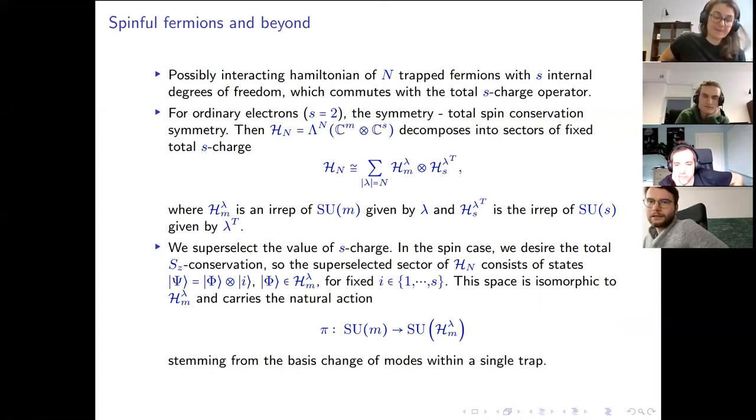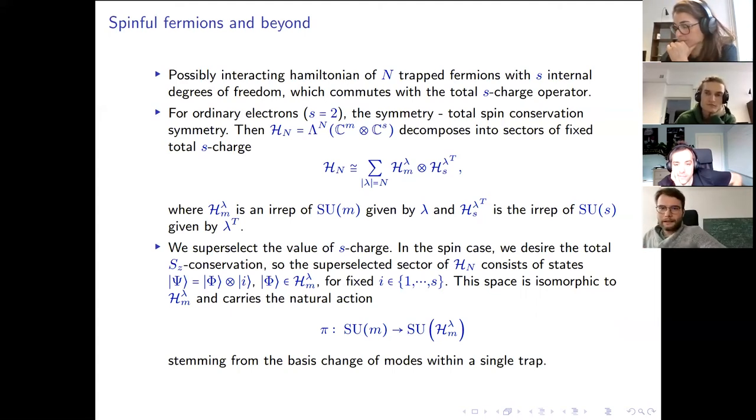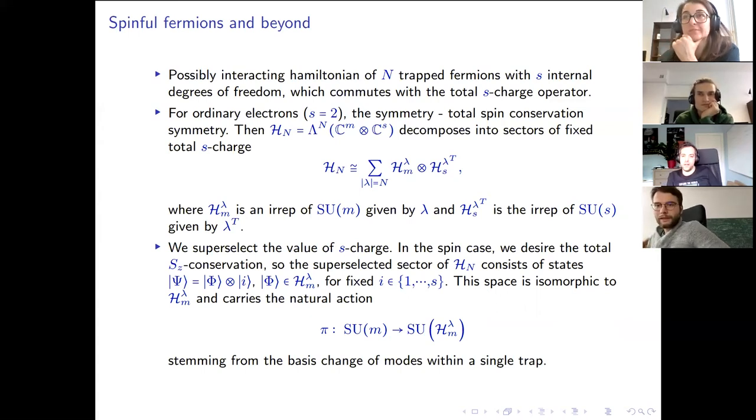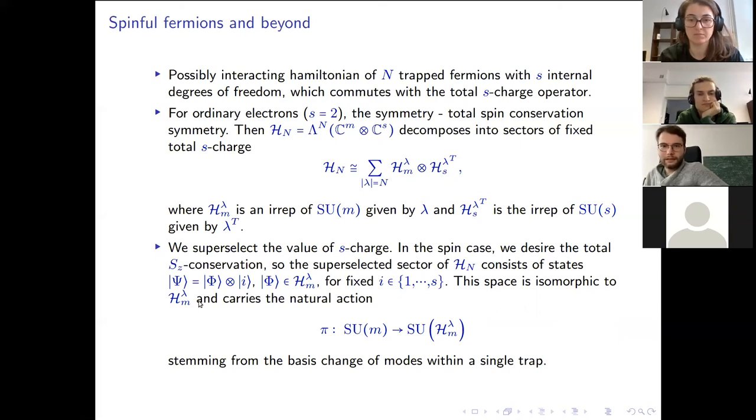It's resolved by Klyachko. In Klyachko's paper, it's shown that this total space decomposes into sectors of fixed total spin, or S charge. And we assume we super select the value of S. In the spin case, we desire some total spin Z conservation, so we will super select the sector with a particular value of the spin. In fact, the sector will consist of states with fixed spin. And this space, of course, is isomorphic to this H lambda M itself, because all vectors of H lambda M are just tensored with one fixed vector.